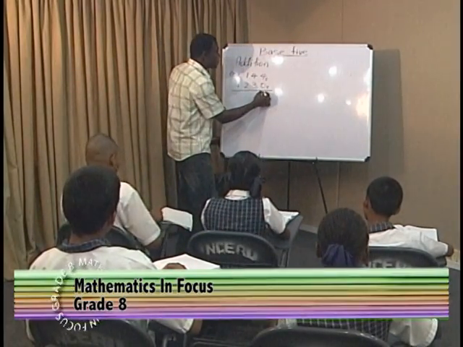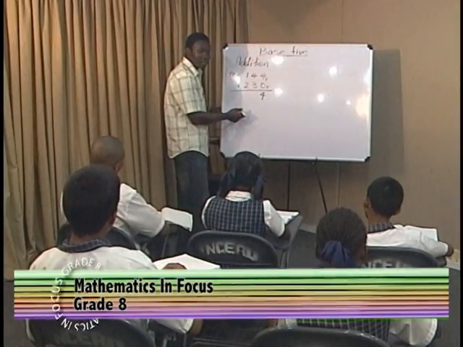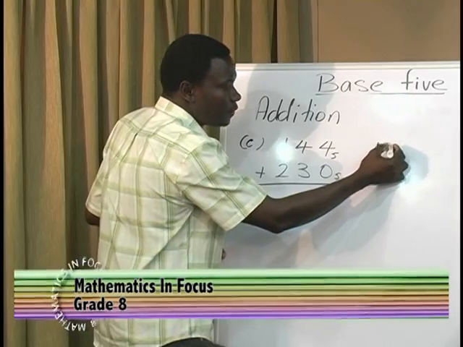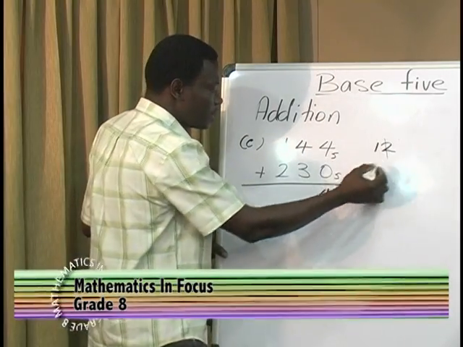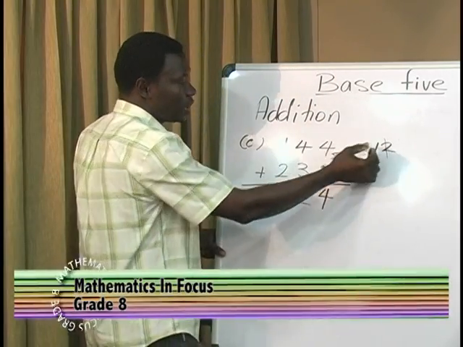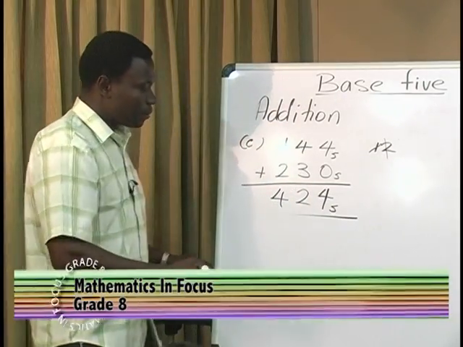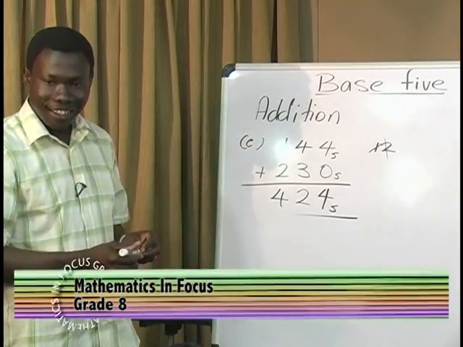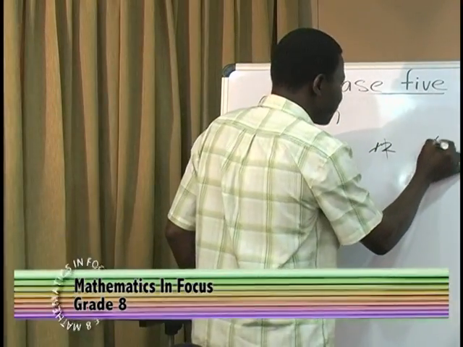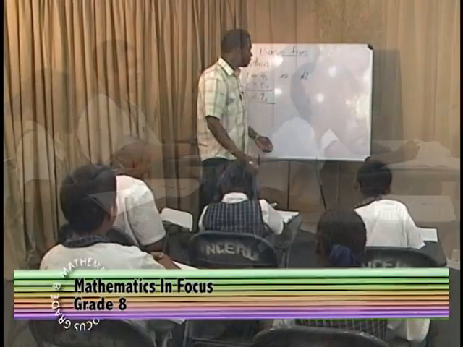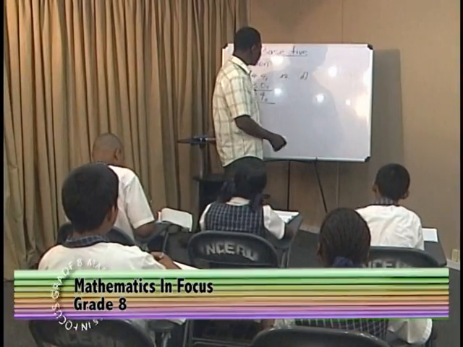0 and 4 is 4. 3 and 4 is 7, but in base 5, 7 is 1 five and 2 remainder. So we take the 2, we put it here. 2 and 1, 3, and this one will now give us 4 in base 5. Problem solved. All right. Now I have to find a problem to challenge you. I can't be allowing you to finish these problems so fast.